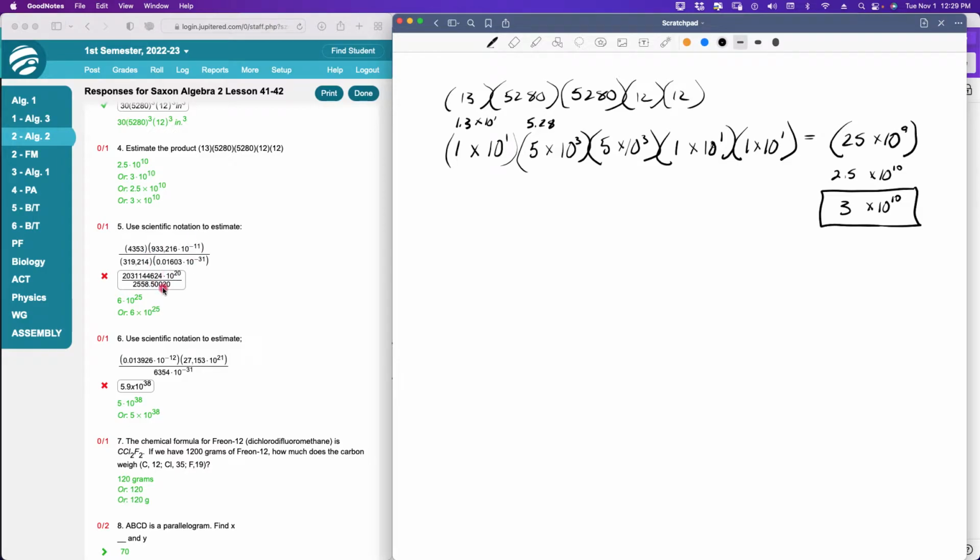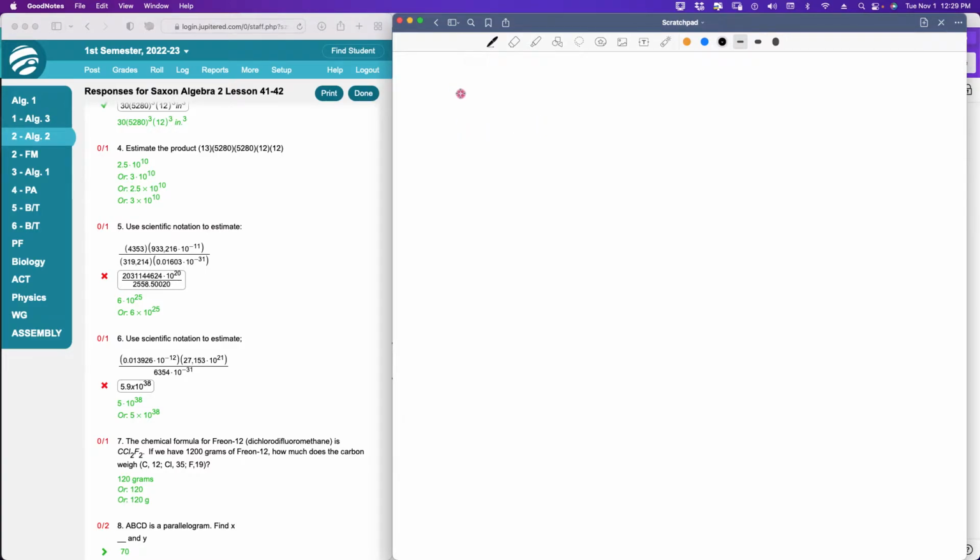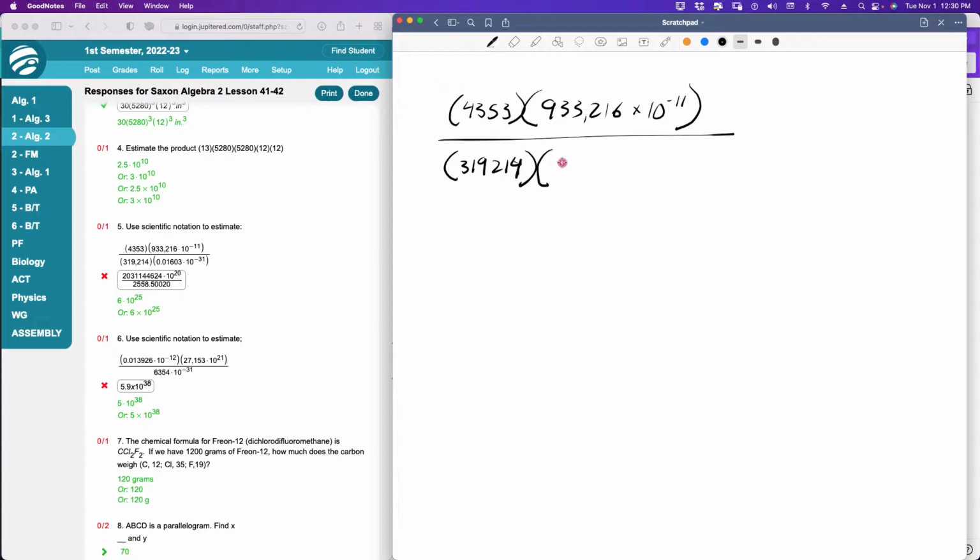All right, we're going to do this one, and we're going to estimate it as well. So let me clear this page. All right, we have 4,353, and then 9.33216 times 10 to the negative 11 over 319,214, and then 0.01603 times 10 to the negative 31.